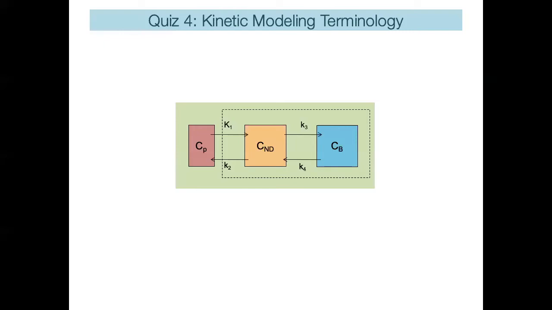That brings me to quiz number 4, my final quiz on kinetic modeling. Here we have an example of a kinetic model with 3 compartments that you can see here. I actually gave this one away: this is a compartment. But I'm not going to give the next one away. What are these parameters called?